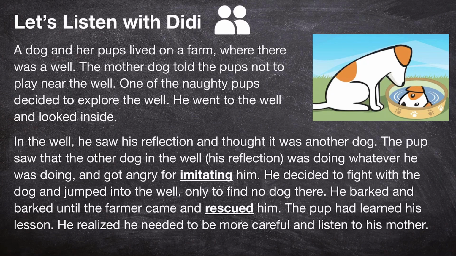And he thought it was another dog. The pup saw that the other dog in the well, which actually was just his reflection, his own image in the well, was doing whatever he was doing. And so the pup got very angry for imitating him. So the pup thought that the reflection in the well was imitating him or copying his actions. So he got very angry.